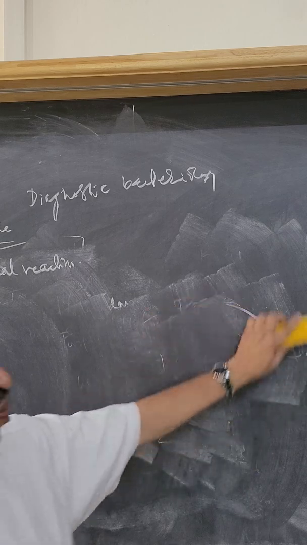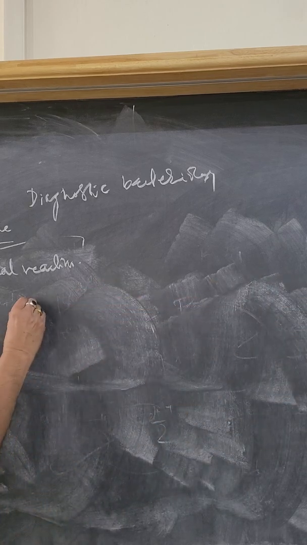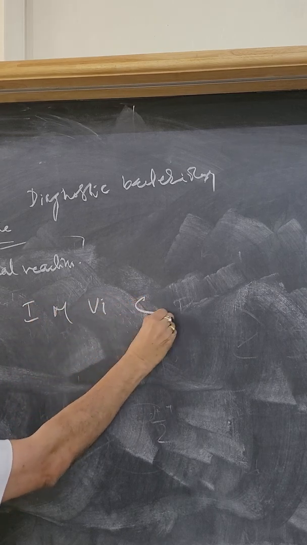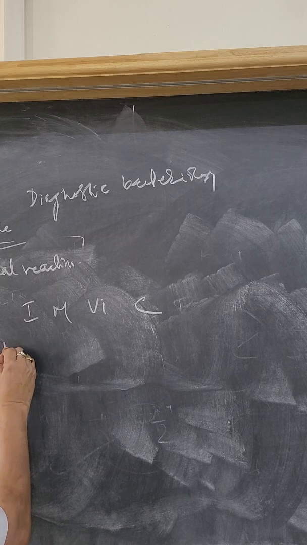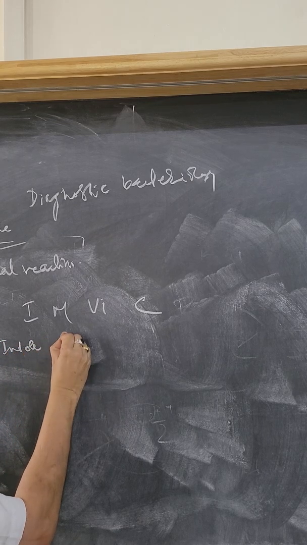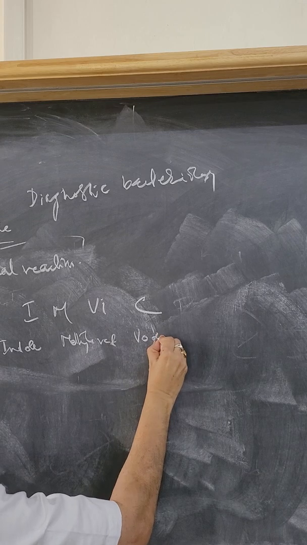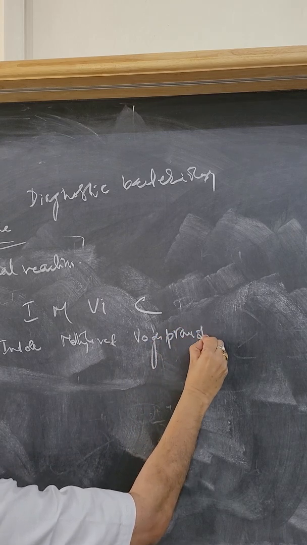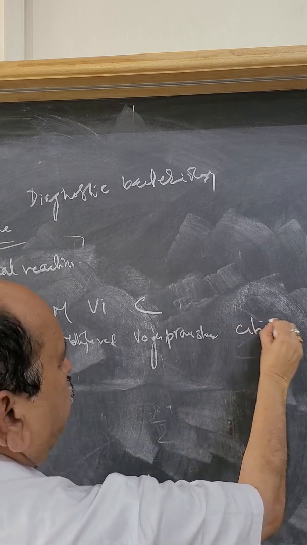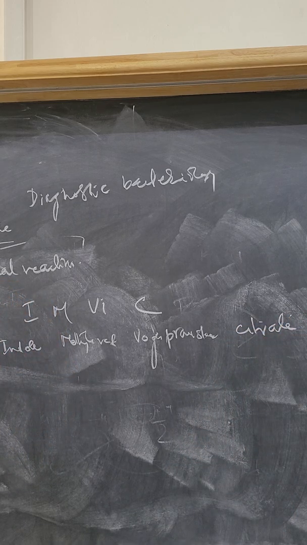Then we do what is called the IMViC test. This is also asked as a 5 marks question in your final examination. IMViC stands for indole, methyl red, Voges-Proskauer, and citrate. Again, all this comes as a spotter in 1 mark questions in the practicals.